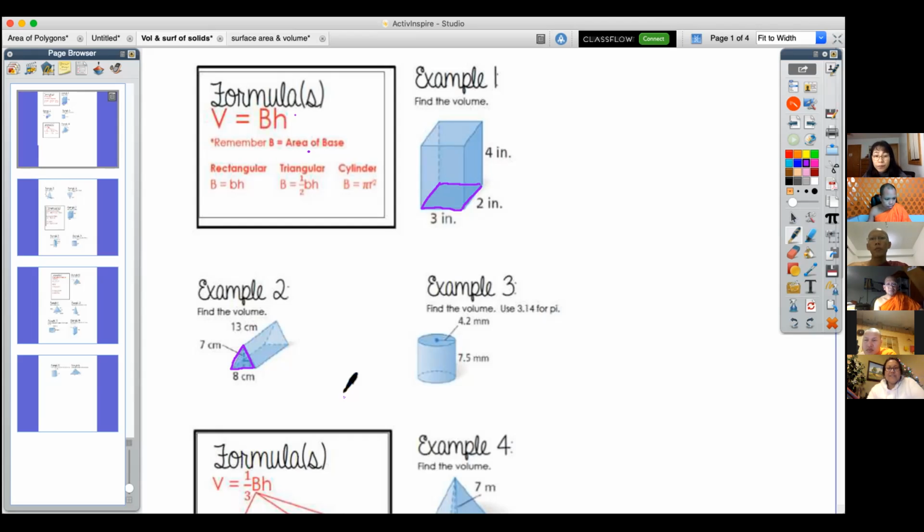Everybody's gonna be doing the work, and at the end, you're gonna check how many right you got, okay?